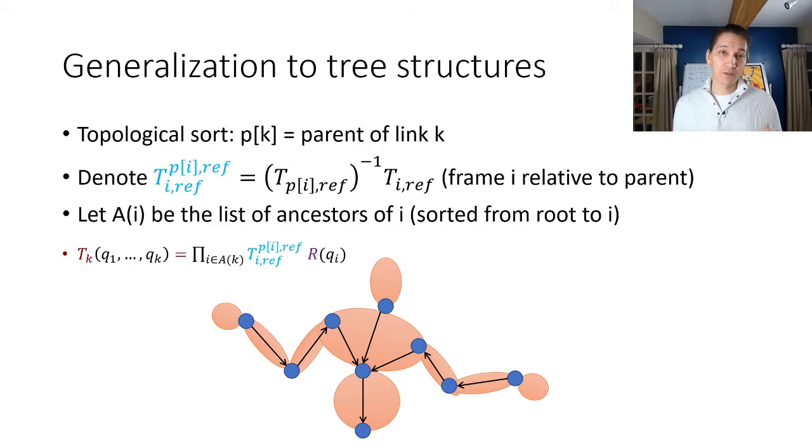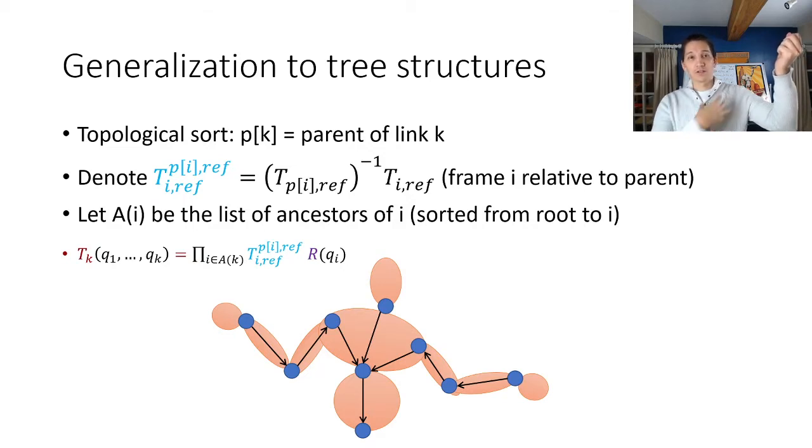Basically, the transform of link K is a composition of relative transforms between reference coordinate systems times rotations, but only going from the root link up to the link that we're considering, and we're only following that chain up to that root link. So for example, if we want to calculate this for a hand of a humanoid, I will look from the body to the different arm links up to the hand.